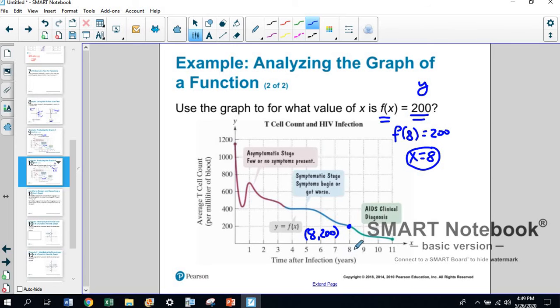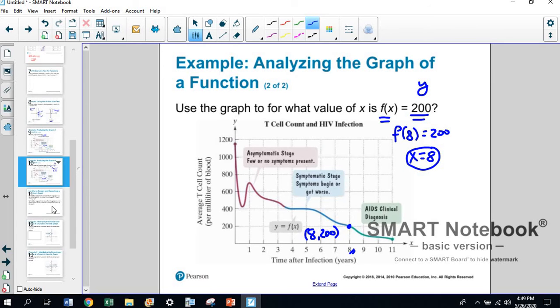And what that means is after 8 years of being infected, the average T cell count per milliliter of blood is 200 T cells. It's going down. All right, so you need to be able to read the graphs and understand what they're telling you.